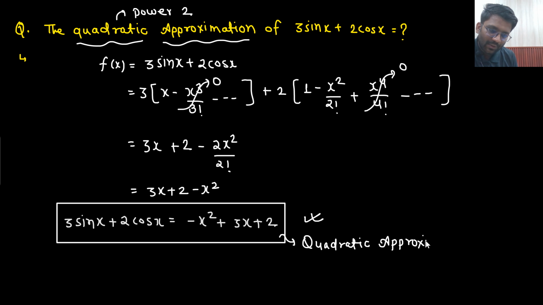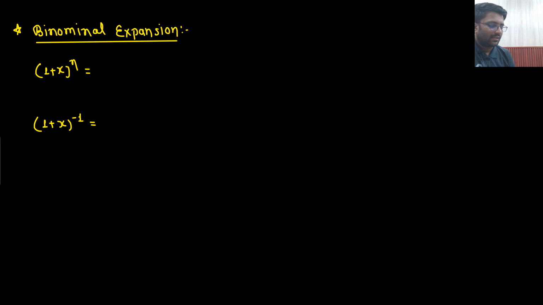Okay. Well and good. Let's go to the next concept. Now this is known as binomial expansion. So another formula I am asking you to remember now. 1 plus x to the power n. So this 1 plus x to the power n could be written as 1 plus nx.